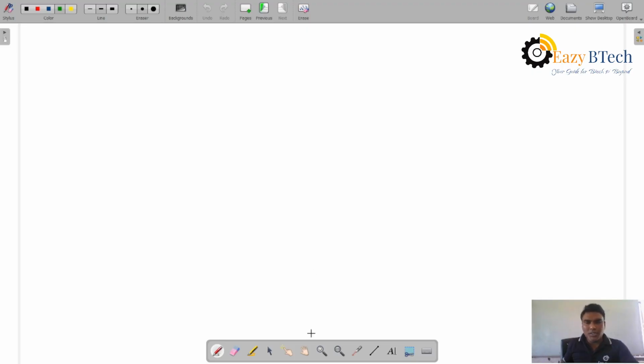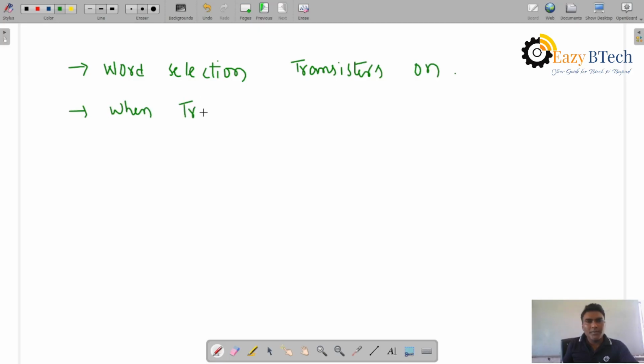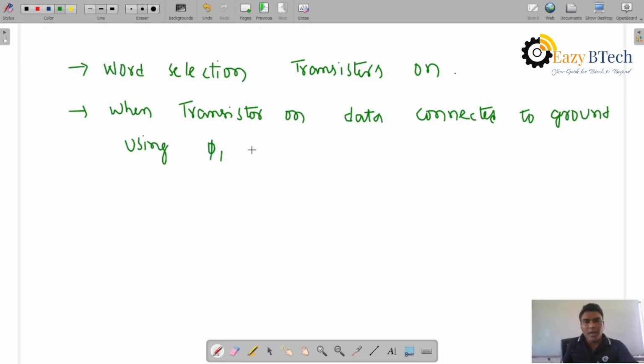Now according to the word selection, 1 bit data per transistor. When the word selection turns the transistors on, the data is connected to ground potential using pi 1 and pi 2. So pi 1, pi 2 clock signals.